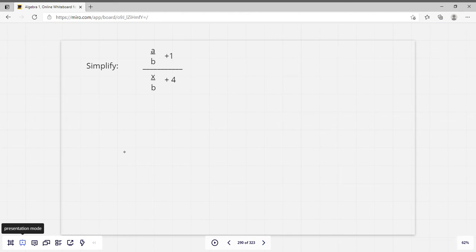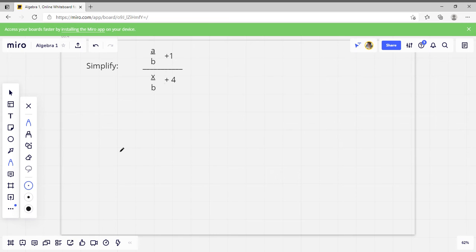All right, on this one, we're going to need to combine these. So for our top, we've got a over b plus 1 over 1. Our new denominator needs to be b. Okay, so to get that, I had to multiply b times b. So right here I've got an a, and then for that one, it would be b over b. A plus b over b. So there's our top, a plus b over b.